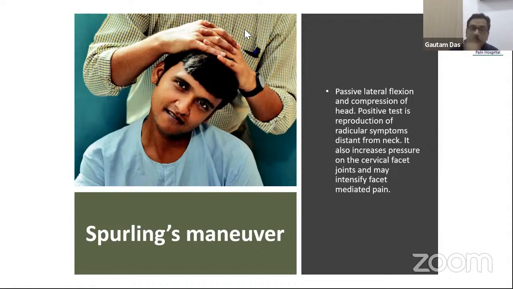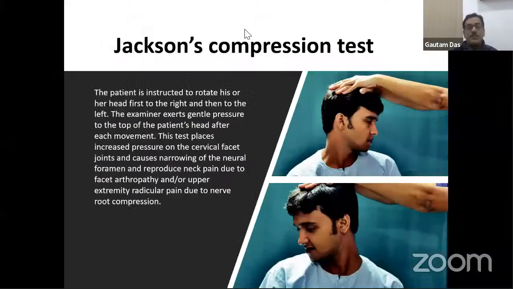But the facet pain is best reproduced by the two-movement combination that is done in the Jackson compression test, where we are doing the rotation plus lateral flexion. That means the Jackson compression test is more specific for the facet, whereas the Spurling test is more specific for the root, but vice versa: the Jackson compression test is also going to reproduce the radicular pain, as the Spurling test is also going to reproduce the facet joint pain.